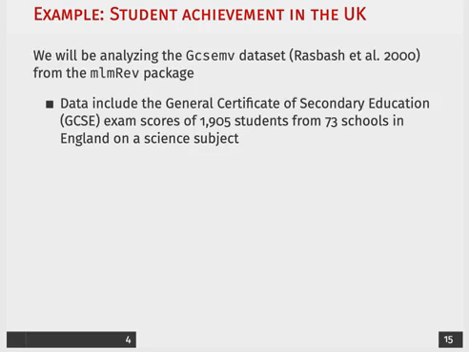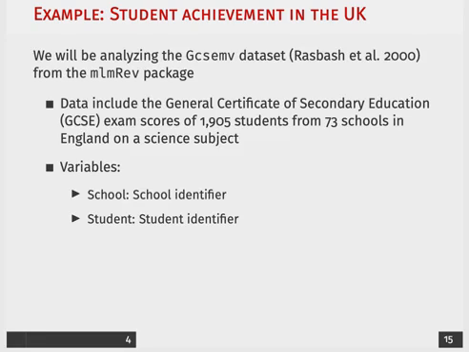There are about 1,900 students from 73 schools, and we're going to be looking at their exam scores on a specific subject. So you can imagine, right, that there is a hierarchical or nested data structure here in which there are schools. So we have a variable for the school identifier. There are individual students within those schools, and we have individual information about students.